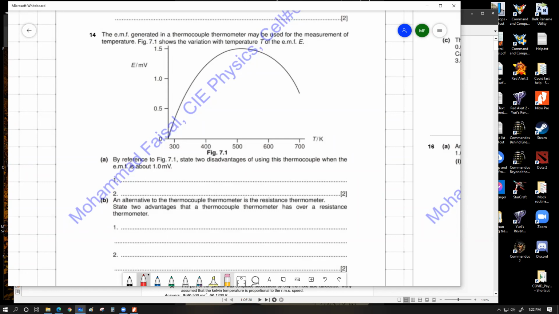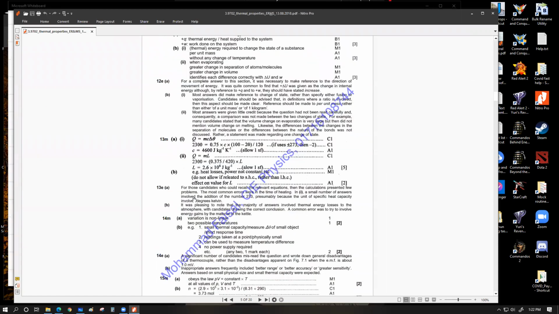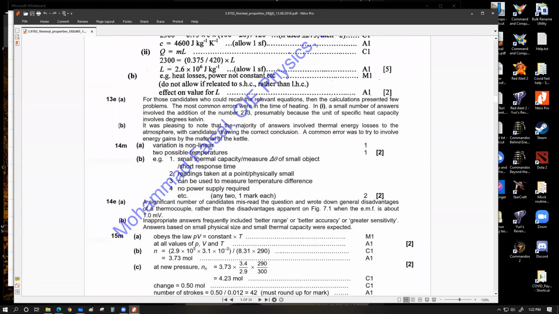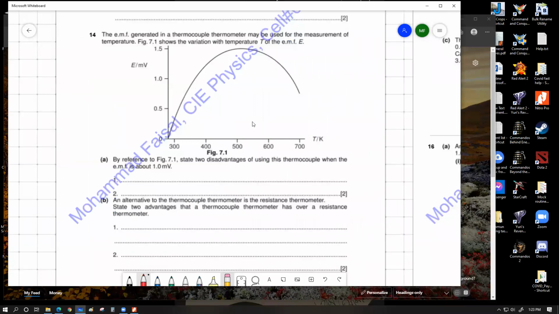And question number B is also pretty interesting. We have a look over here. You see, variation is nonlinear. Yeah, that's one problem. And two possible temperatures. Okay, pretty much what I said. The examination report says a significant number of candidates misread the question and wrote down the general disadvantages of a thermocouple rather than the disadvantages apparent on figure 7.1 when the EMF is about 1.0 millivolt. So yeah, students tend to not read the questions whenever they're excited or think that they'll know the answer.